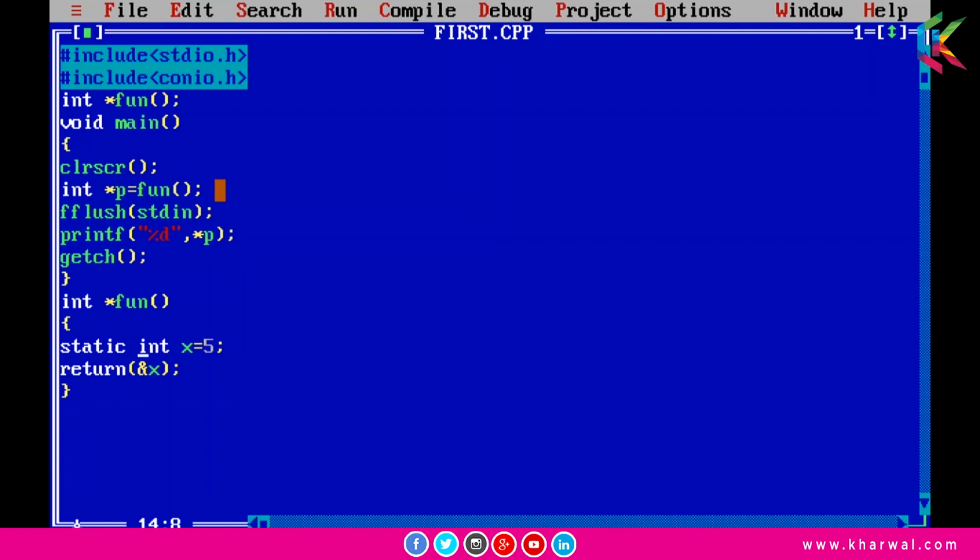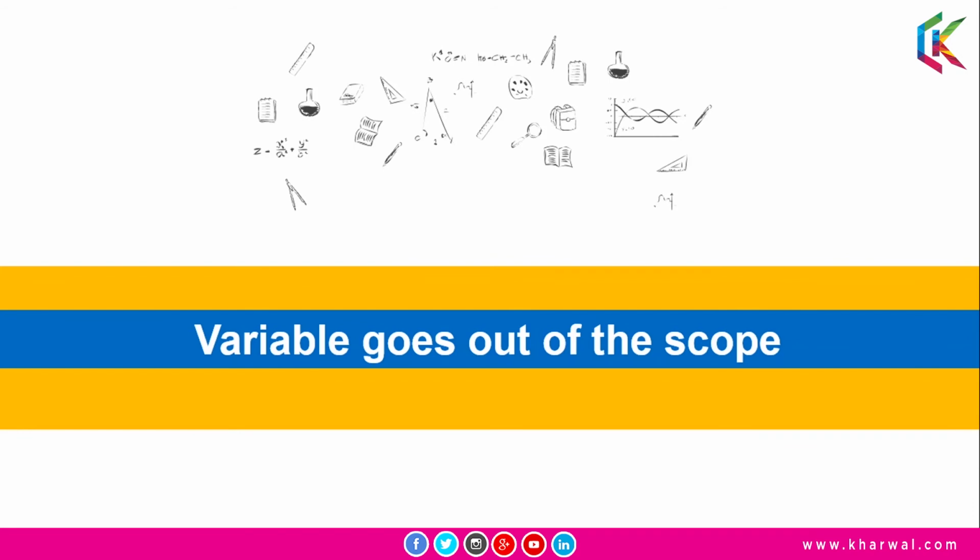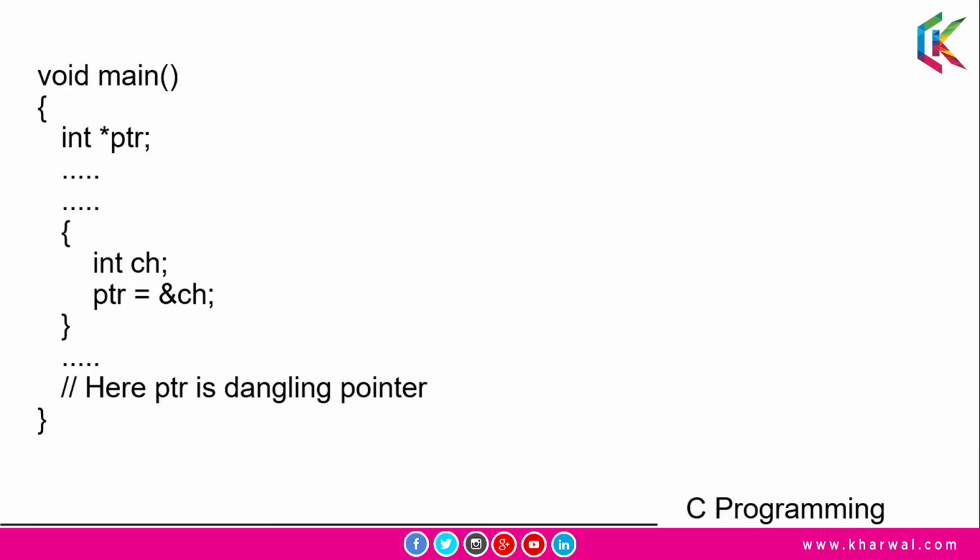Now moving forward guys, let's discuss the third reason for dangling pointer, and that is a variable going out of scope. So let's take an example of it. Guys, in this program pointer ptr is declared in the first step, and pointer ptr is pointing to the variable ch declared in the inner block. And as we know, the ch variable is not visible to the outer block, so pointer ptr is still pointing to the same invalid memory location in the outer block. So pointer ptr becomes dangling.